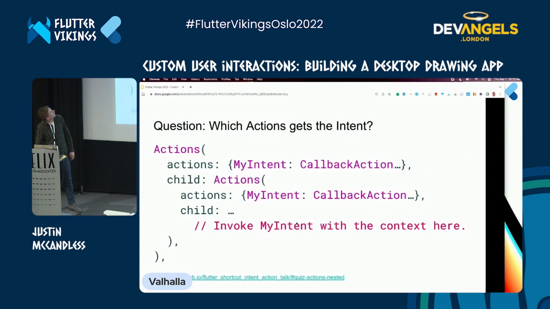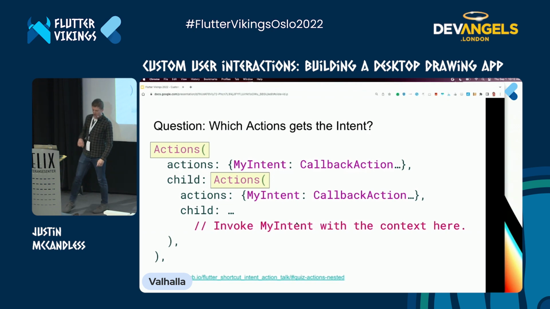All right, so another quiz question for you guys. Now we've got two actions widgets nested. And in this comment here, we're going to do something basically like we saw, like pushing a button and calling actions.invoke on the correct context down here. So two nested actions widgets, a higher one. When I say higher, I mean closer to the root of the widget tree, and lower would be closer to the leaf. So my question: which actions widget will receive this intent?